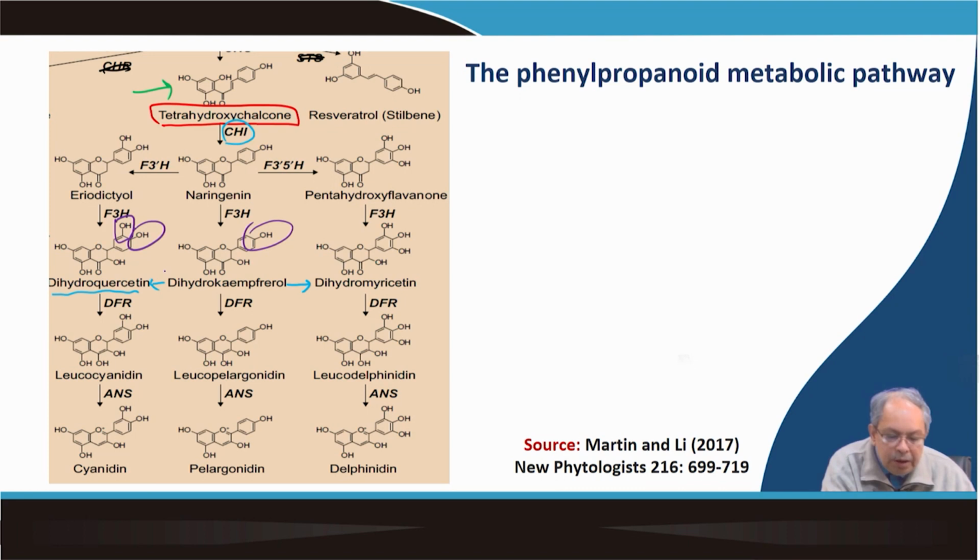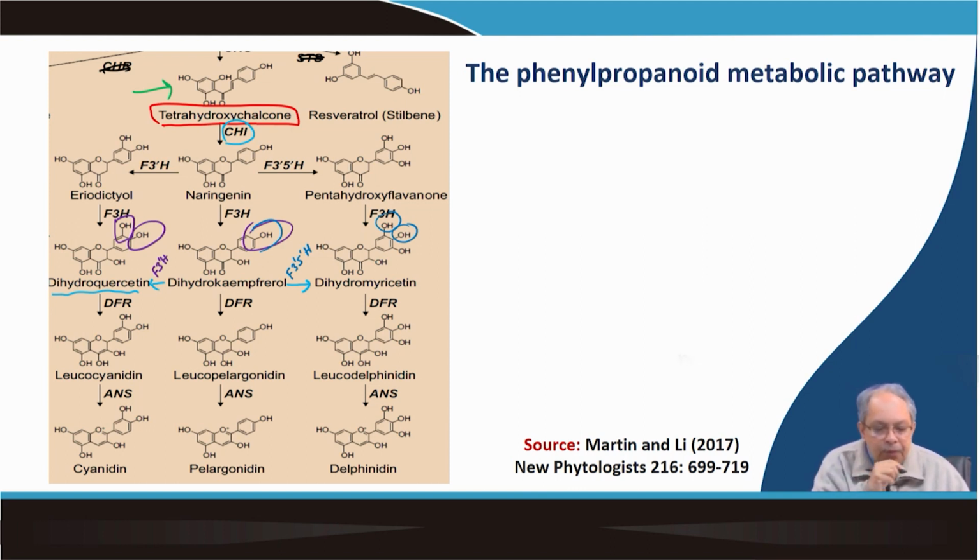So, one hydroxylation happens. Here the enzyme is called F3 prime H, that means flavonoid 3 prime hydroxylase. Now, if you compare this one with this one, here there are 2 more. So, this is called F3 prime 5 prime H, flavonoid 3 prime 5 prime hydroxylase, which makes dihydromyricetin.